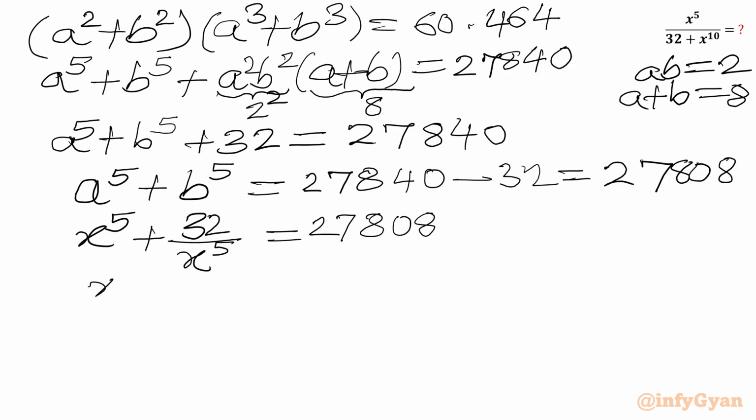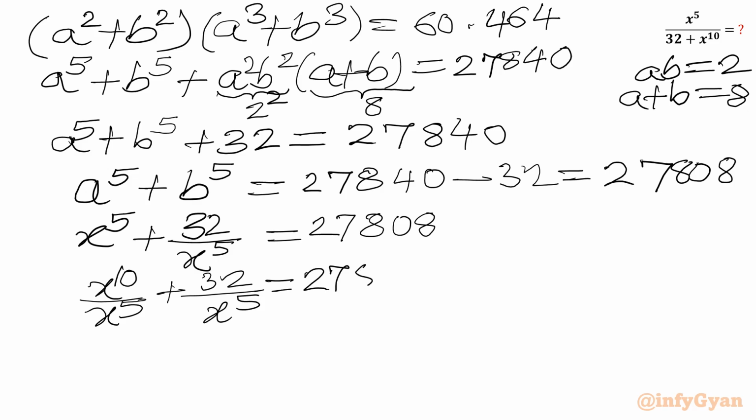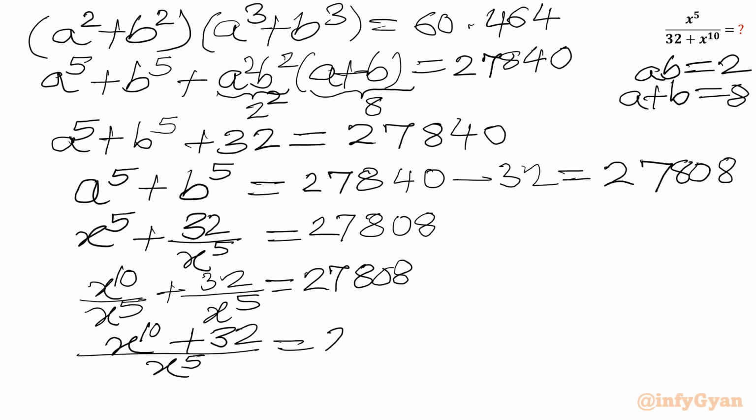Now x power 5 I can write x power 10 over x power 5 plus 32 over x power 5 equal to 27,808. Now the denominator is the same. I will write x power 5 in the denominator, and the numerator will become x power 10 plus 32. RHS is 27,808. So the required expression E is the reciprocal of what we calculated. So I will consider reciprocal on both sides.